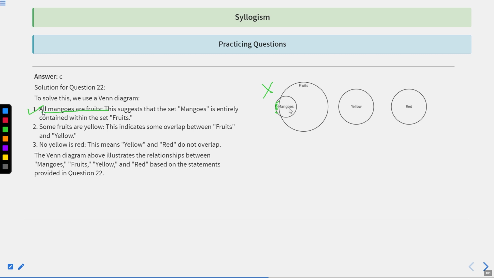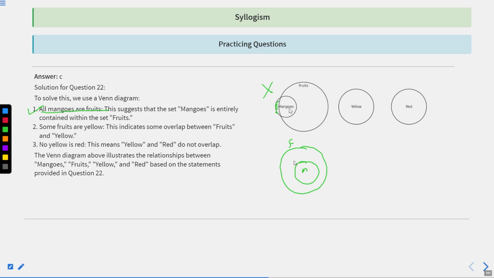The statement number 1 says all mangoes are fruits. The correct representation of the Venn diagram of this particular statement would have been that there should be a circle which is representing mango, and then there should be a bigger circle which is representing fruits, and the mango circle should be entirely contained within the set of fruits.